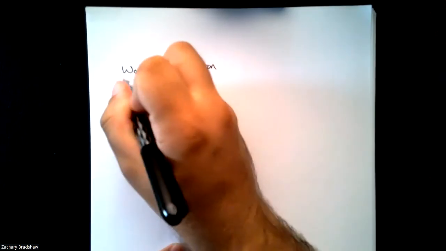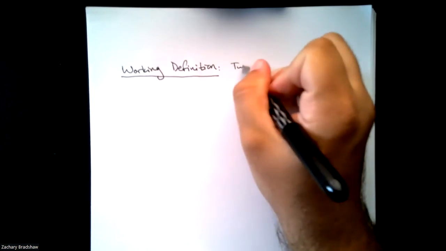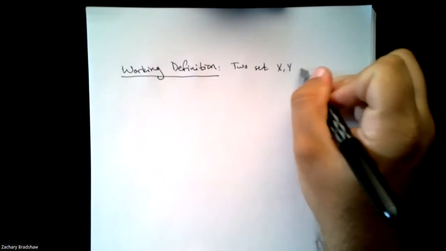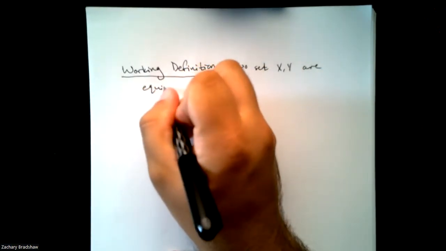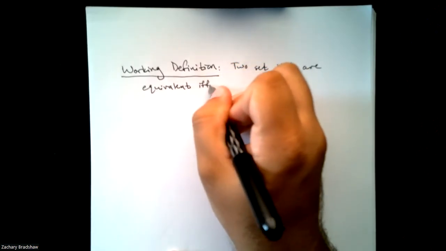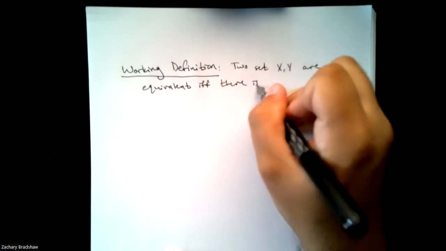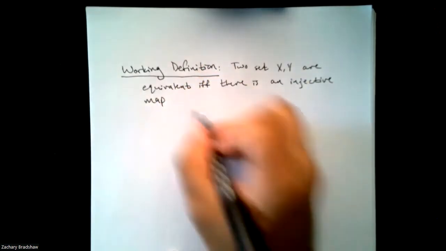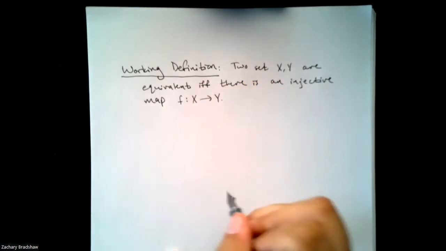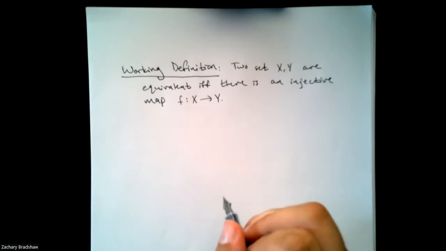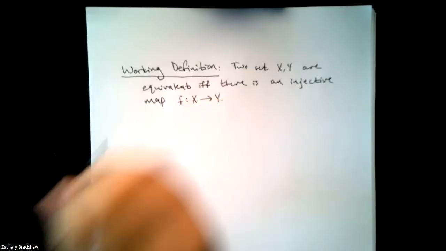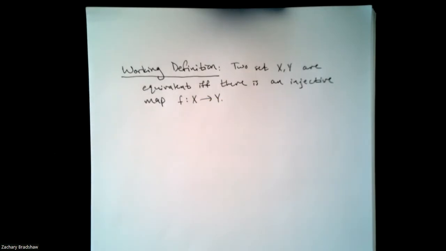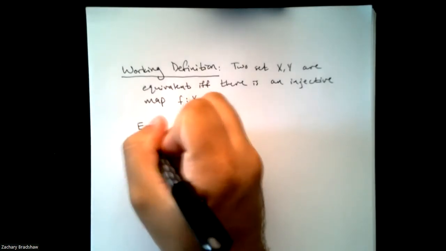So let's adjust our working definition. We'll say that two sets X, Y are equivalent if and only if there is an injective map f from X to Y. Well, it turns out that this still isn't quite what we want. It solved the problem from before, where 1, 2, and 3 were all mapped to a, but there's still yet another issue here.